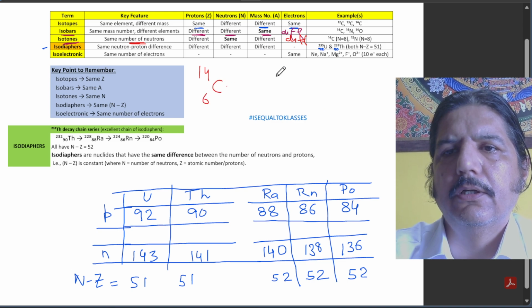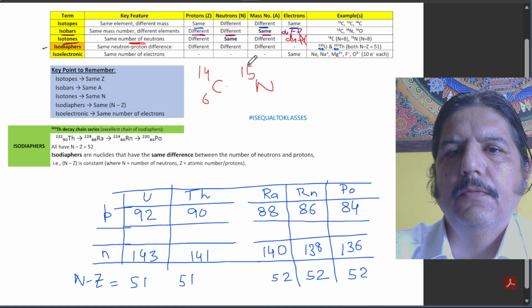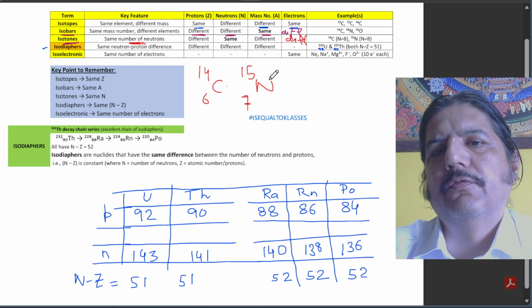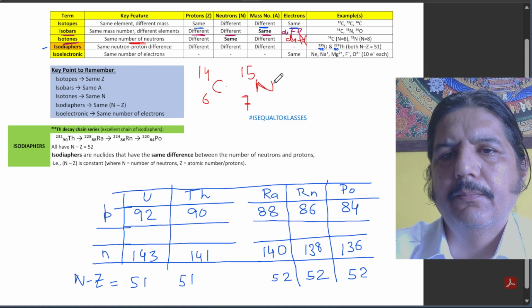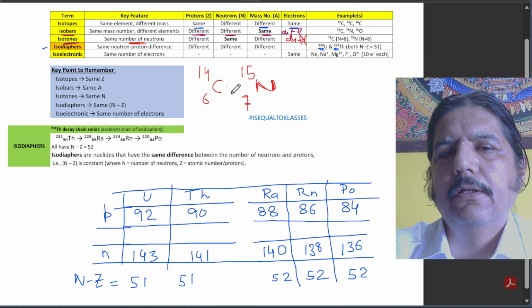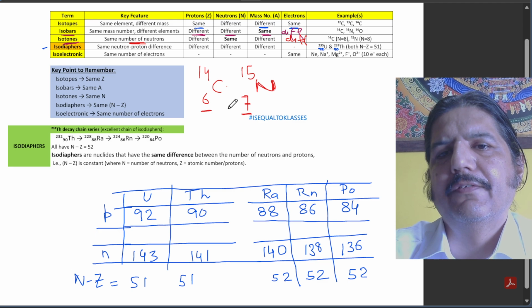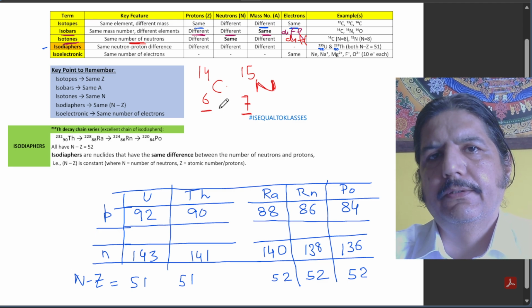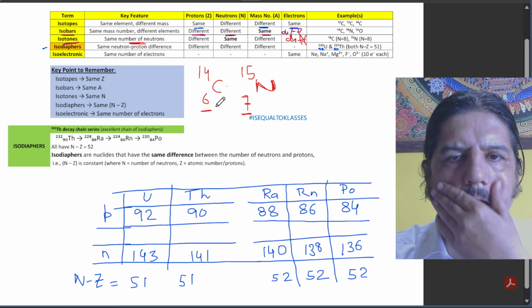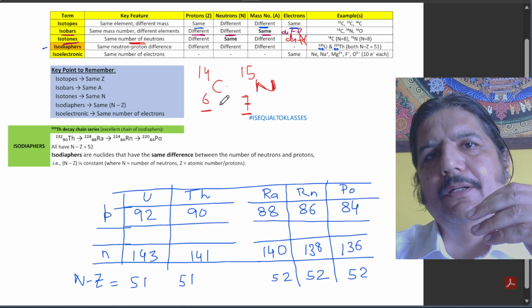14C6, that is carbon, and 15N7, which would be one of the isotopes of nitrogen. If we take this example, now look closely. The number of protons is 6 in one, and the number of protons is 7 in the other. So the number of protons is different. Because protons are different, the electrons would also be different. The atomic number is also different.